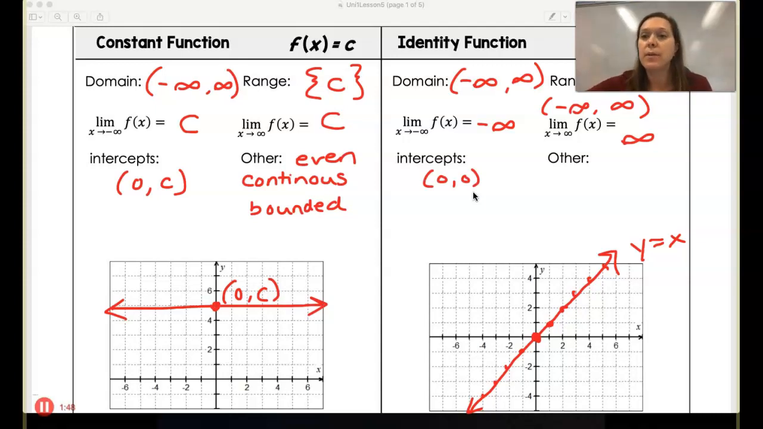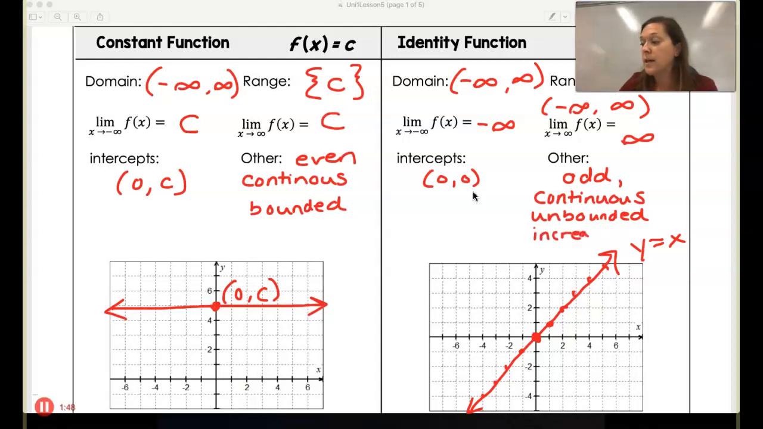And some other information that we have. Let's talk about symmetry. It's not reflecting over the y-axis, but it is reflecting over the origin, so that makes it an odd function. Again, it is continuous. I did not have to pick up my fingertip as I was graphing it. There is no boundedness. It's not bounded above or below because it just keeps going up and keeps going down, so I'm going to call that unbounded. And let's talk about increasing or decreasing. If we read it from left to right, the graph is definitely increasing the whole entire time.